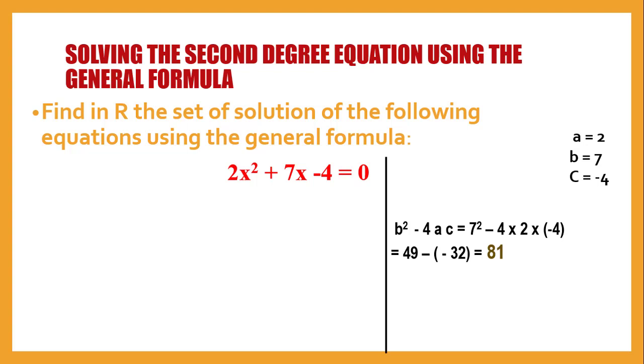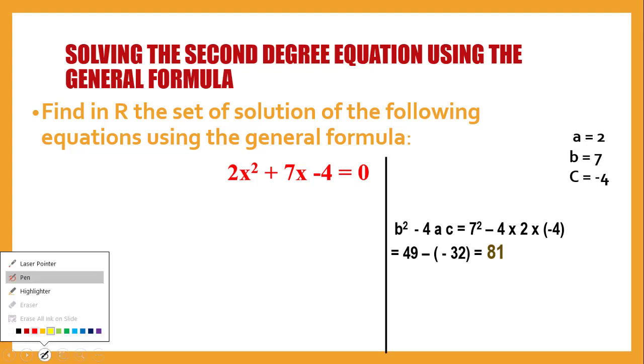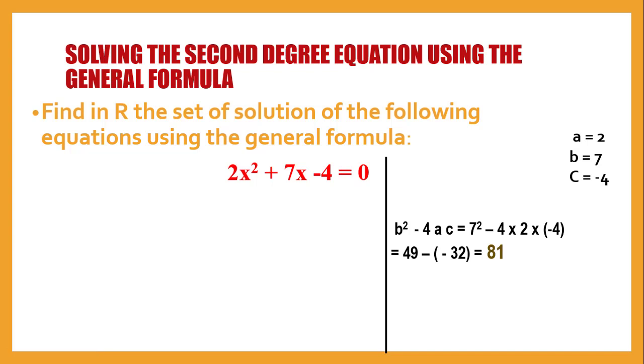Calculate b power 2 minus 4ac. It will be 81. 81 is greater than 0. 81 is a positive number, so we have two solutions. How can we get the solutions?